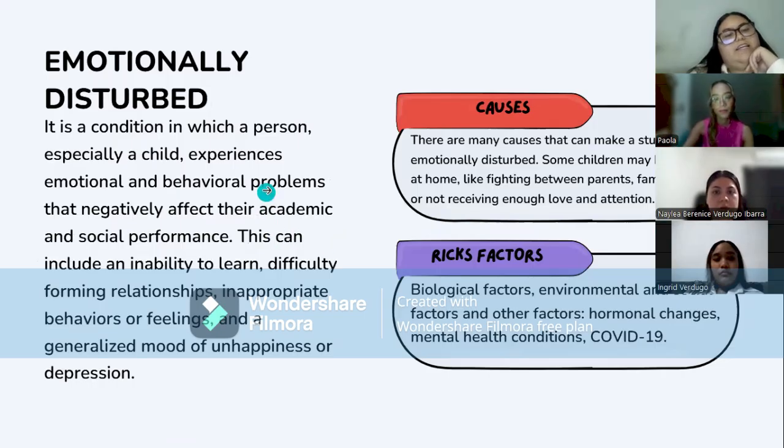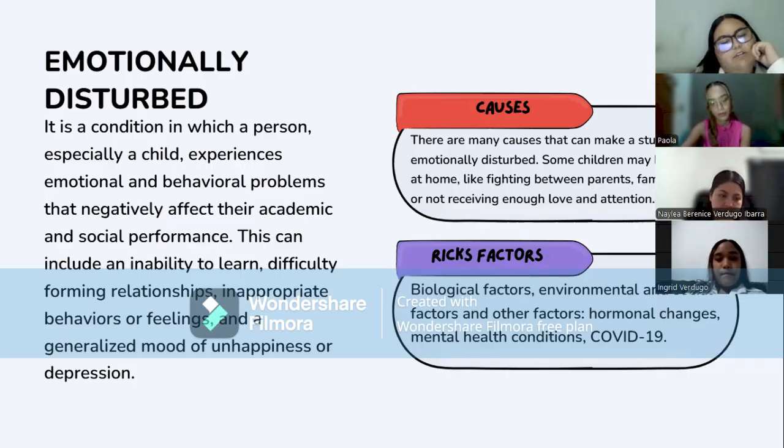Emotional disturbance is a condition in which a person, especially a child, experiences emotional or environmental problems that negatively affect their academic and social performance. These include an inability to learn, difficulty forming relationships, inappropriate behaviors or feelings, and a generalized mood of unhappiness or depression.